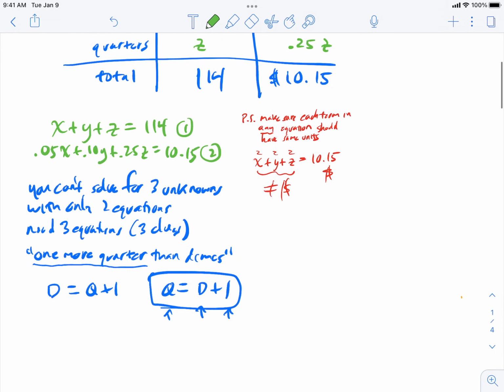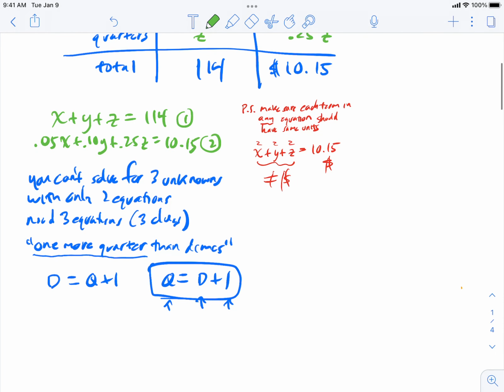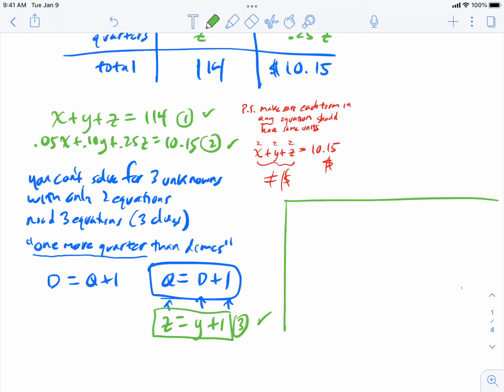X's, Y's, and Z's, right? So Q was the quarters, that was the Z. And dimes was the Y. Okay, so here's our actual equation 3 right there. Cool. And so now you see we have 1, 2, 3 equations, 3 unknowns. We can solve this as a system. Now, how am I going to solve this as a system?